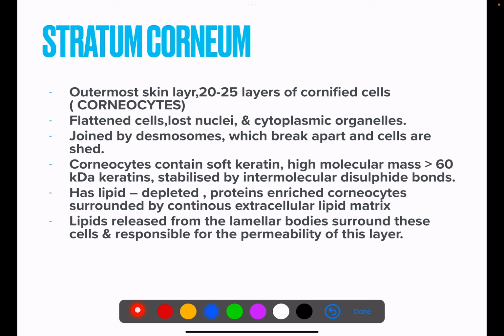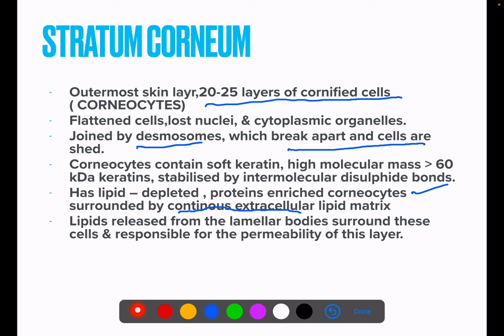The stratum corneum is the outermost skin layer, with 20 to 25 layers of cornified, flattened cells that have lost nuclei and cytoplasmic organelles, joined by desmosomes which break apart as cells are shed. Corneocytes contain soft keratin, of high molecular mass, more than 60 kilodalton, stabilized by intermolecular disulfide bonds. Lipid-depleted proteins are enriched in corneocytes, surrounded by a continuous extracellular lipid matrix. Lipids released from the lamellar bodies surrounding these cells are responsible for the permeability of this layer.